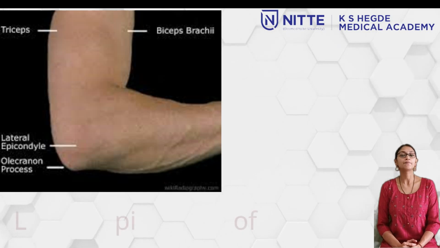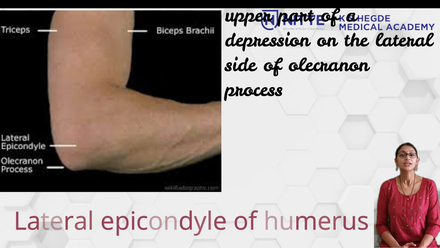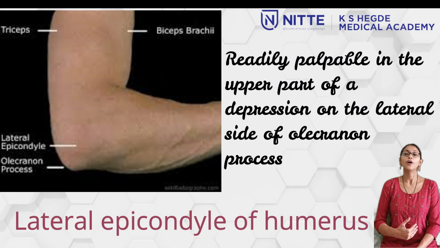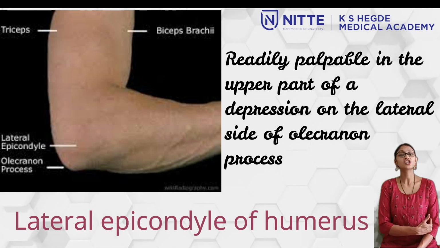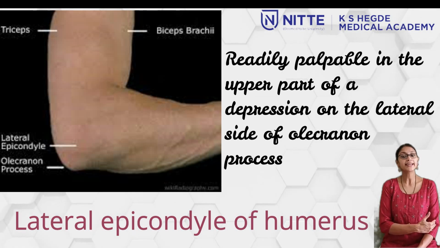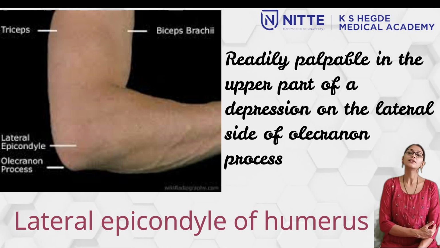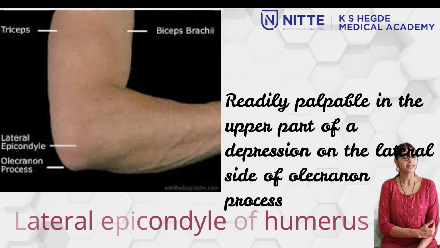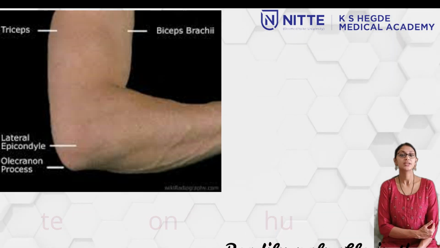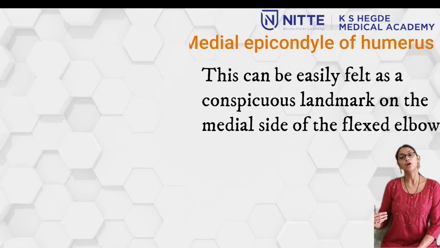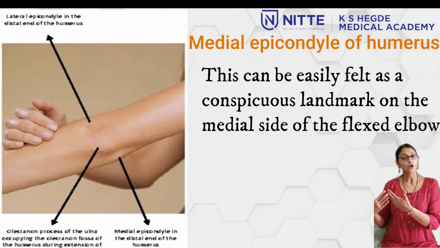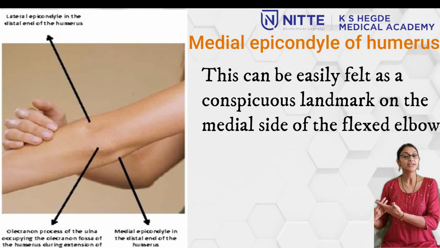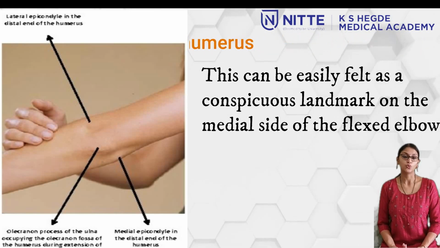The lateral epicondyle of the humerus. This is located on the very lateral point of the elbow, a bony ridge structure, and is readily palpable in the upper part of the depression on the lateral side of the olecranon process. The medial epicondyle of the humerus can be easily felt as a conspicuous landmark on the medial side of the flexed elbow.